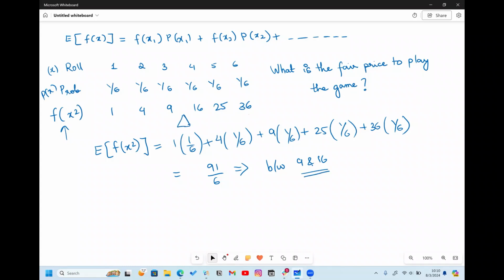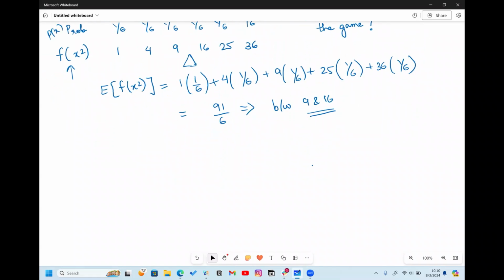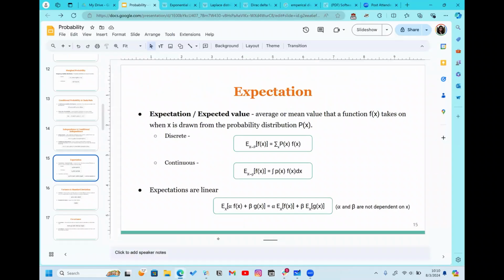So when you play this game, on average, you might be earning between 9 and 16. So that's the expected value. And expected value has some properties, which is, it is linear.